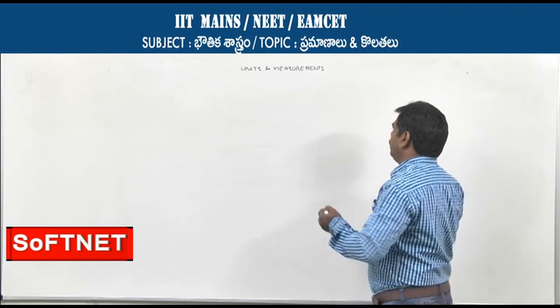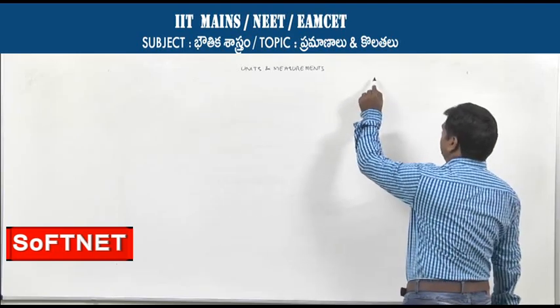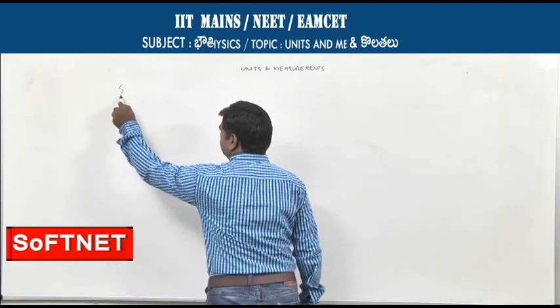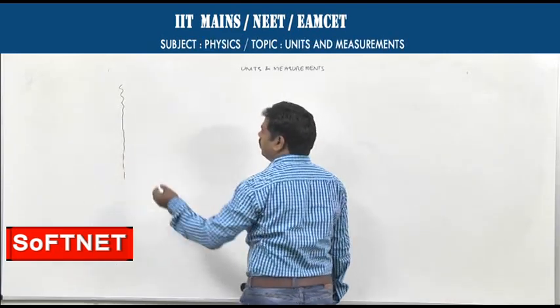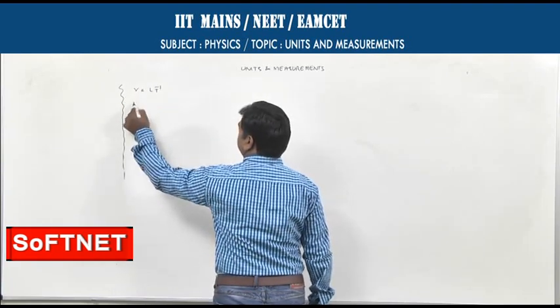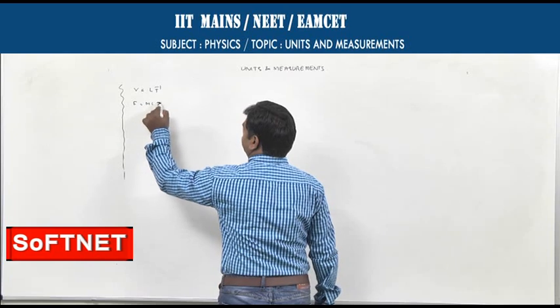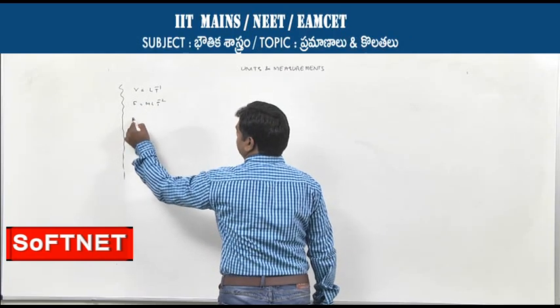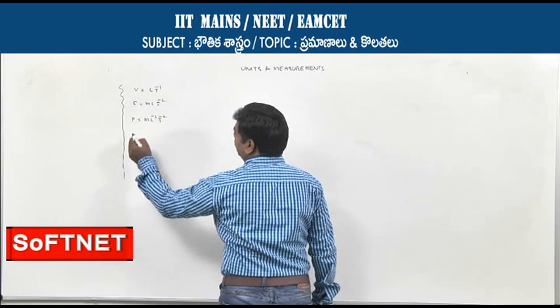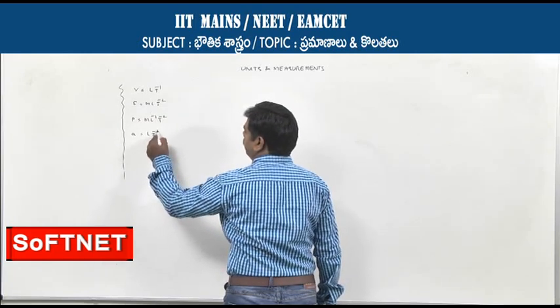And before that, you have to know the dimensional formula of at least some physical quantities which are very, very important. Velocity, dimensional formula LT^-1. Force, MLT^-2. Pressure, ML^-1T^-2. Acceleration, LT^-2.